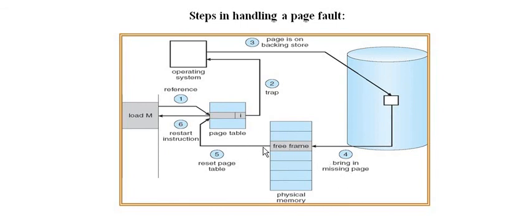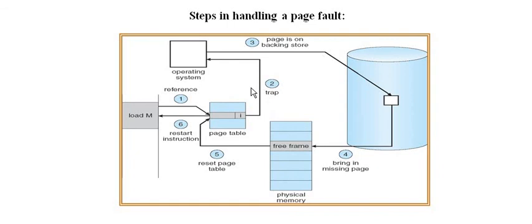Now, once it has been brought into the physical memory, the fifth step is to reset the page table. Reset means this I has to be converted into V, and here the frame number F should be stored. Then at the sixth step, the instruction is restarted, the page is available, and the process continues. I hope you understood how page fault handling happens. It happens in a total of six steps.